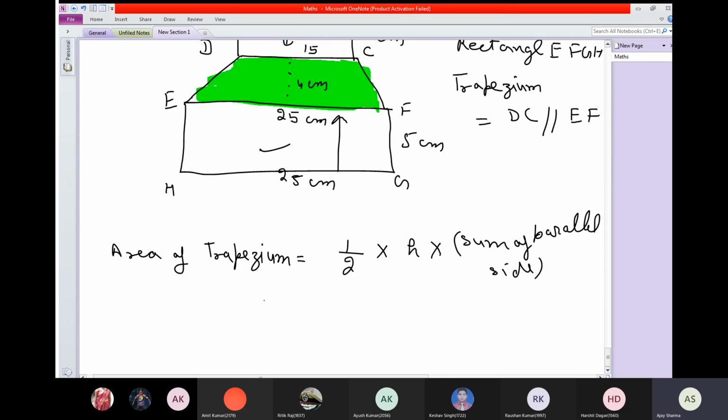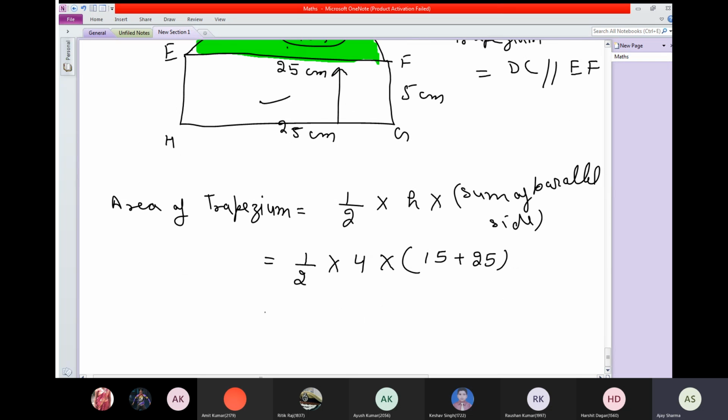You can apply the formula for the area of the trapezium, that is 1 by 2 into height. Height means the distance between these two parallel lines. That is given to you, 4. Multiply by the sum of the parallel sides. One side is 15 and another parallel side is 25 centimeter.